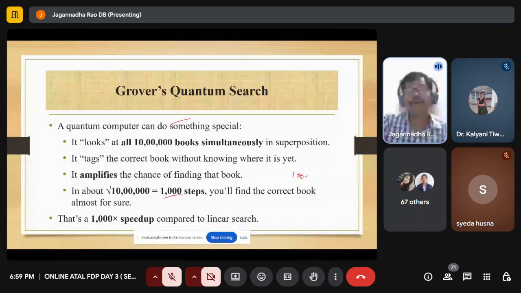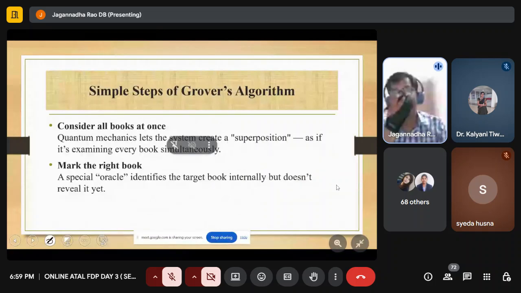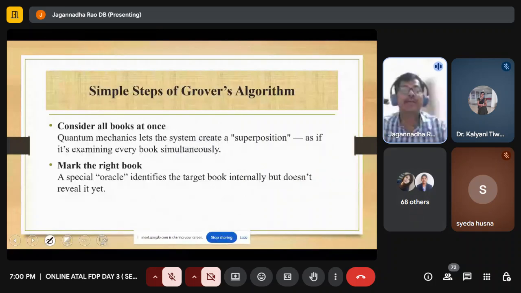So what are the steps in Grover's algorithm? First, consider all books at once. In quantum mechanics, let the system create a superposition, as if it is examining every book simultaneously. Already I told you in the beginning that one chef can cook multiple dishes at a time. In the same way, in quantum it is examining every book simultaneously. Then mark the right book: a special oracle identifies the target book internally but does not reveal it yet.